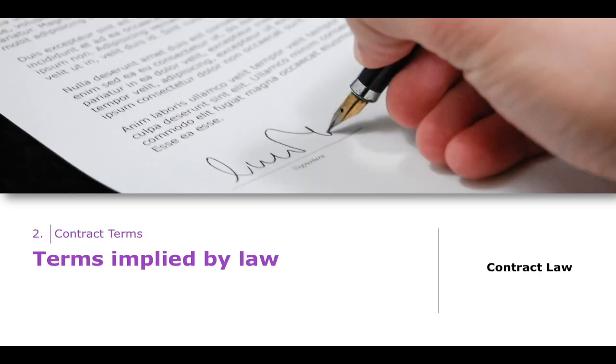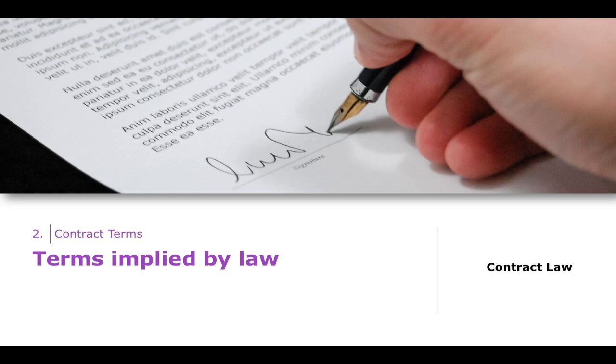Previous lessons have spent a little bit of time talking about the ways in which terms can be implied into a contract. We noted, for example, that terms may be implied into a contract in fact, and that there are two major tests that we can look at to make a determination as to whether or not a particular term may be implied by fact.